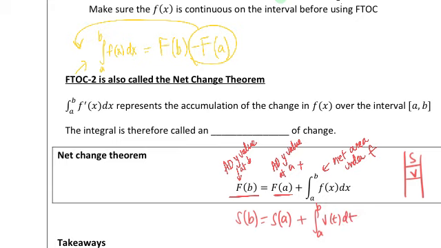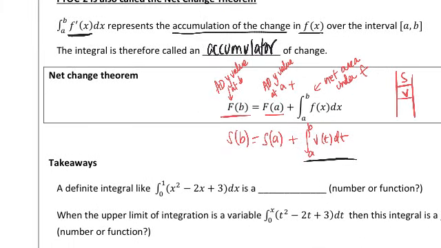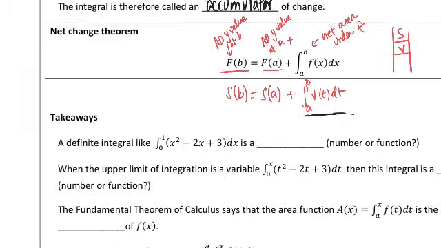It reinforces the idea that when you integrate a rate, you get the accumulated change in the function. When you integrate the velocity, you get the accumulated change in the position function. So the integral is called an accumulator of change, and we're going to come back to this again and again and again. This is just a brief introduction to that, but don't worry if you don't understand that yet. It's going to come up again and again.